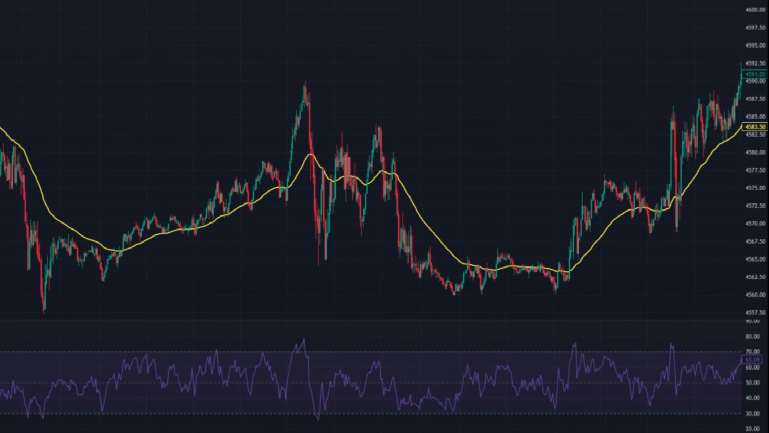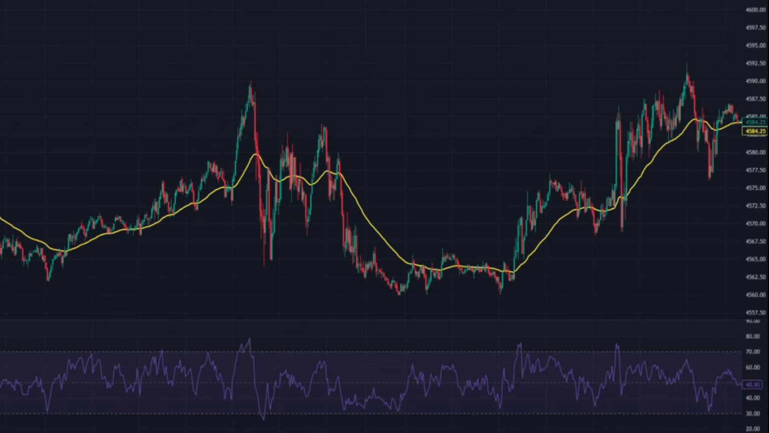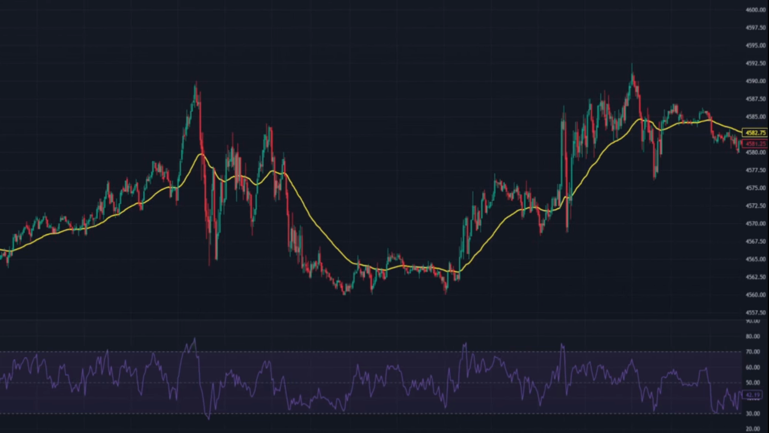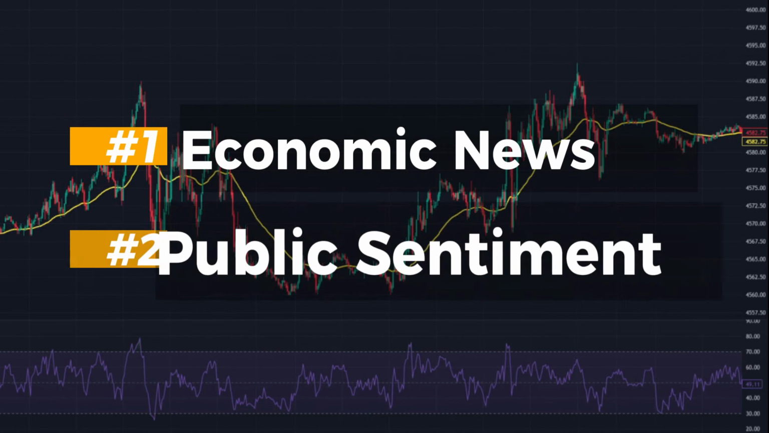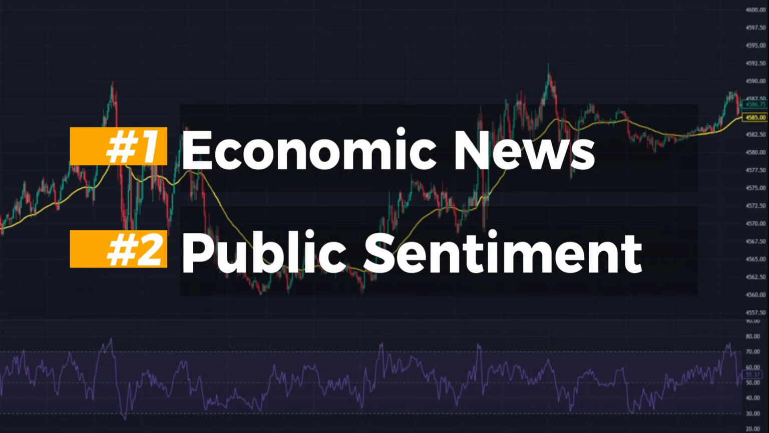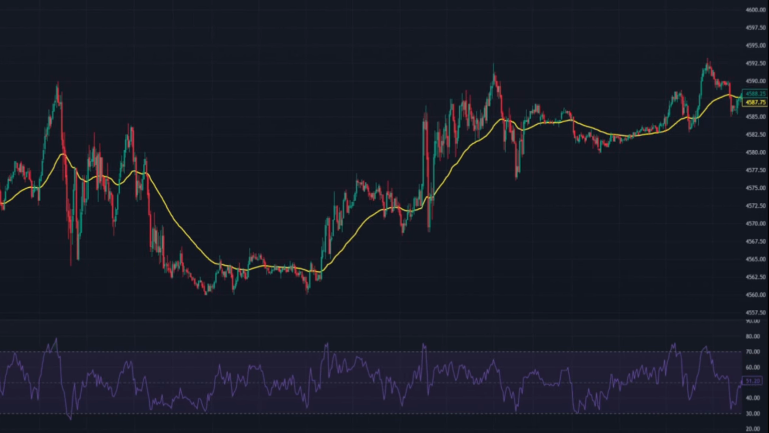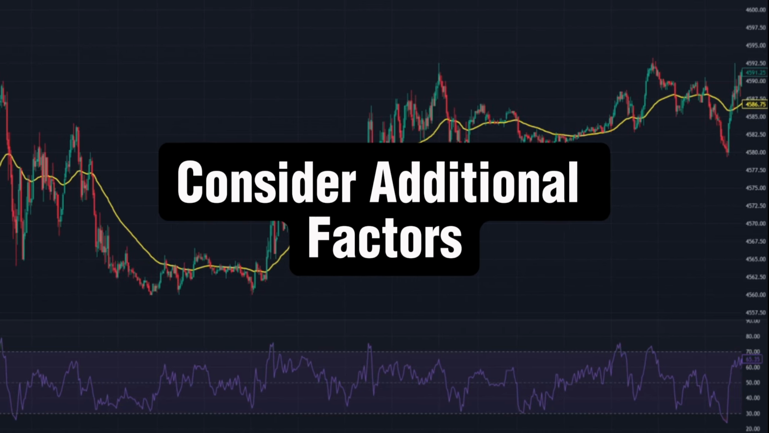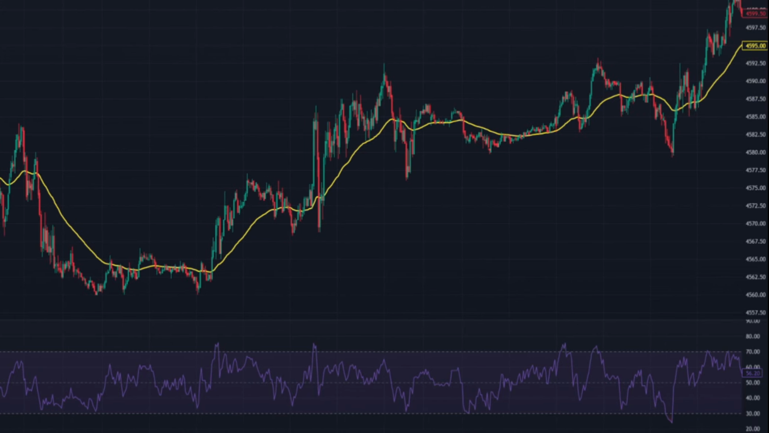You should remember that predicting price reversal is very difficult. It is almost like timing the market, which we all know is difficult to do. Apart from these technical indicators, prices can reverse based on economic news or public sentiment, none of which can be analyzed with any technical indicators. So, you should be careful when trading the divergence strategy and incorporate additional factors into your trading on top of these indicators.